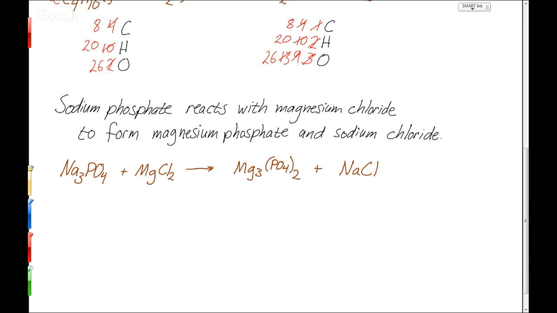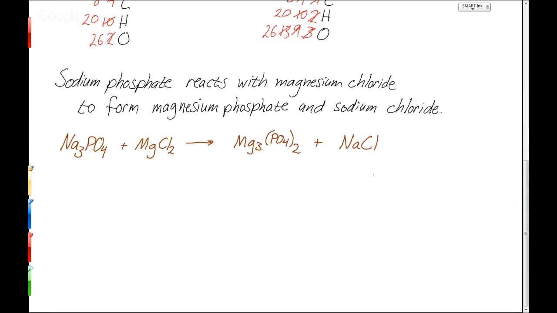So let's start counting and see what happens. Now, when I balance equations like this, rather than have 5 different things, Na, P, O, Mg, and Cl, that would work, and you can totally do it that way, and it's fine.